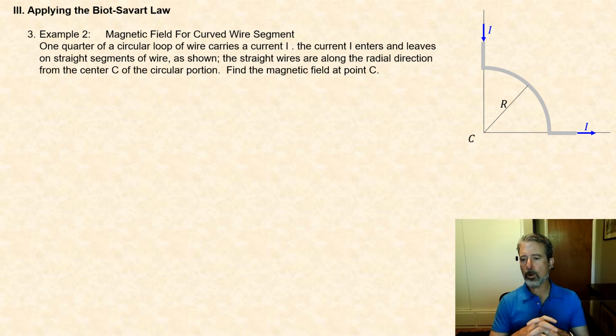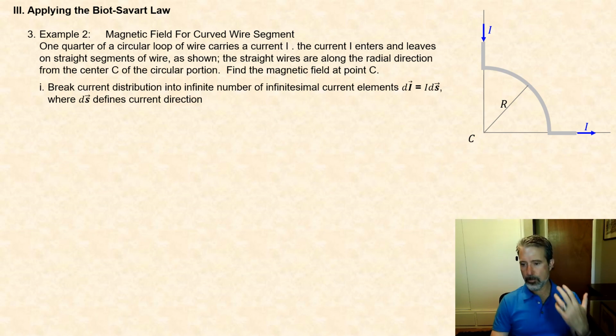We'll apply the Biot-Savart law using the same series of steps to a different example here. So we're looking at 1/4 of a circular loop that carries a current I. And you'll notice from the diagram that the current enters the loop along the y-axis in the negative y direction and exits the loop along the x-axis in the positive x direction. We're asked to find the magnetic field, that would mean the direction as well as the magnitude, at the center of this quarter circle, really at the origin of this coordinate system here, which I label C.